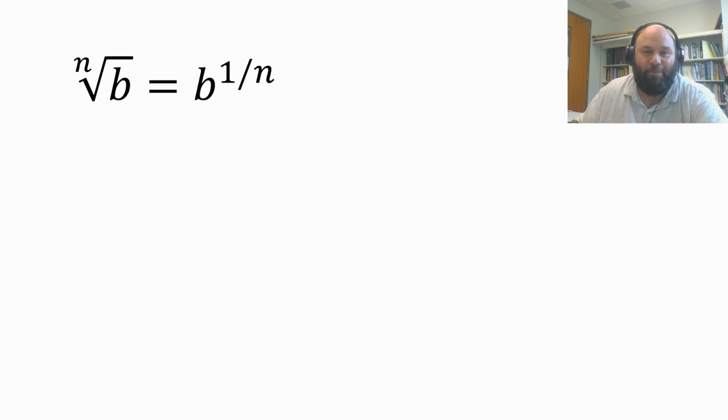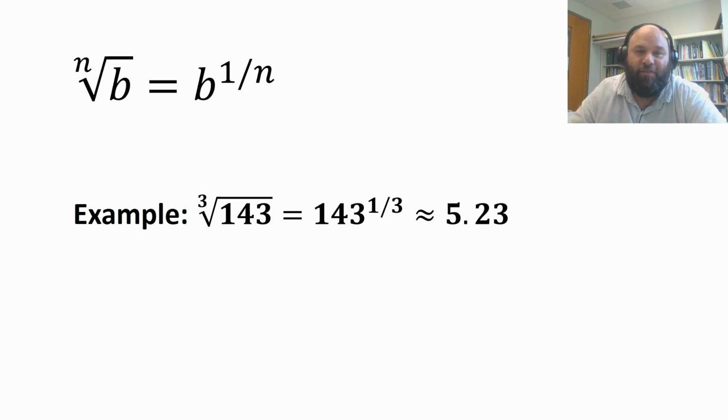So here's a short example. If we wanted to find the third root of 143, we rewrite that as 143 to the 1/3 power. That you can put into your calculator, and you get 5.23. Pause the video and take a moment to verify that. Okay, hopefully you verified it. The little squiggly equals means approximately because I rounded to 2 decimal places.